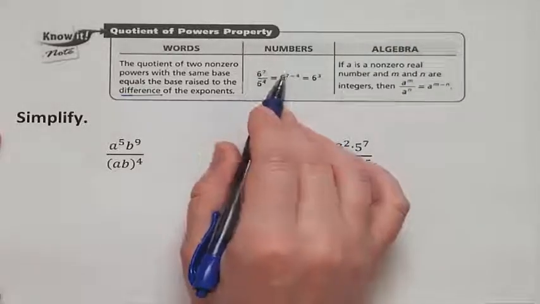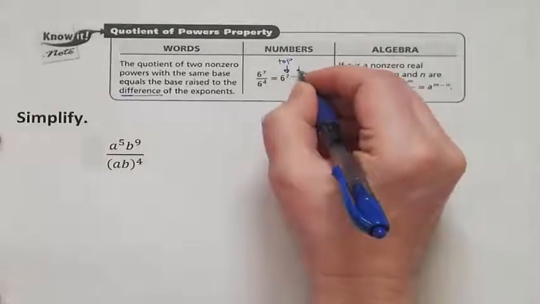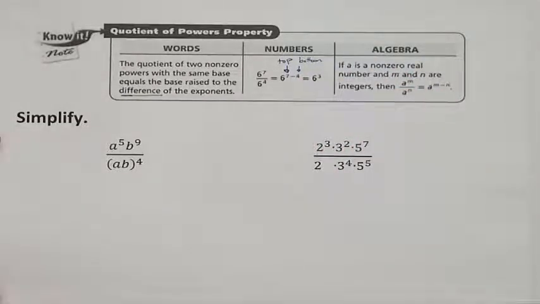Now, how you subtract them is important. The 7 was subtracted first, so this is the top exponent minus the bottom exponent. It's very critical that you keep those two straight. The top exponent minus the bottom exponent. And that gives you your final answer.